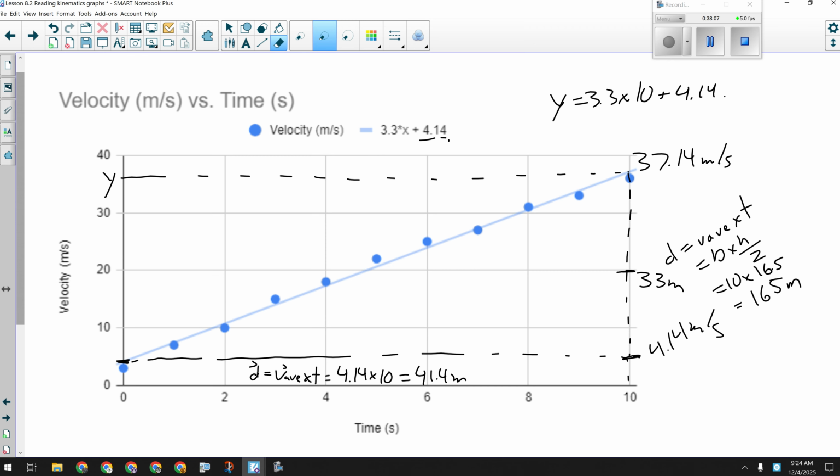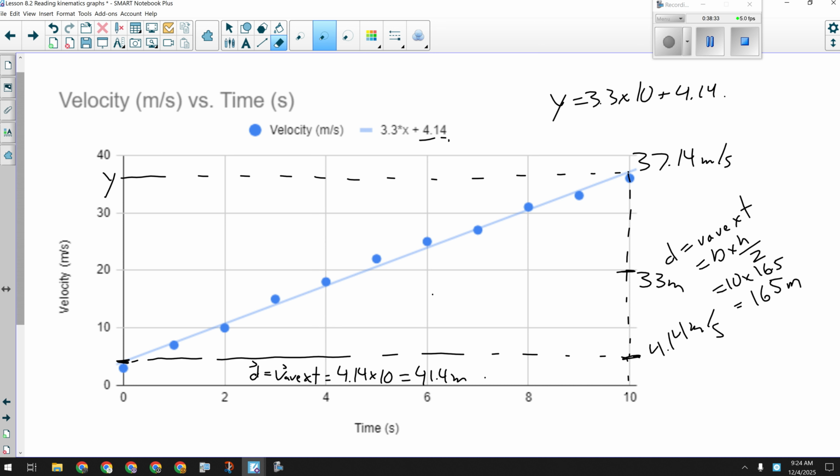Okay, so while accelerating, it goes 165 meters plus the 41.4. So we should be looking at 206.4 meters, I think, in total. So area of this plus area of that. If you're looking for a little rule or trick, okay?